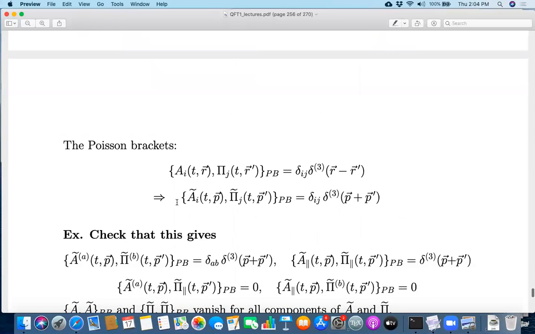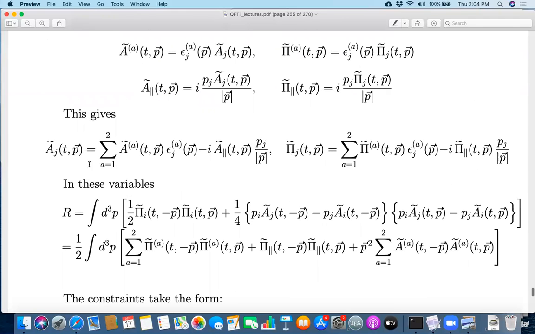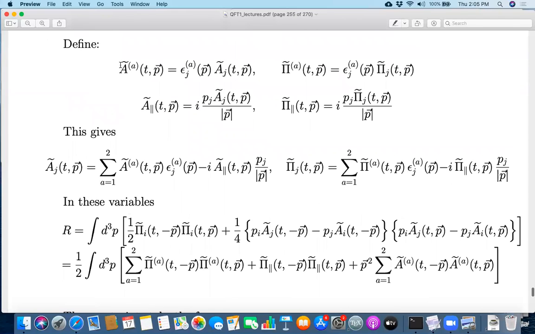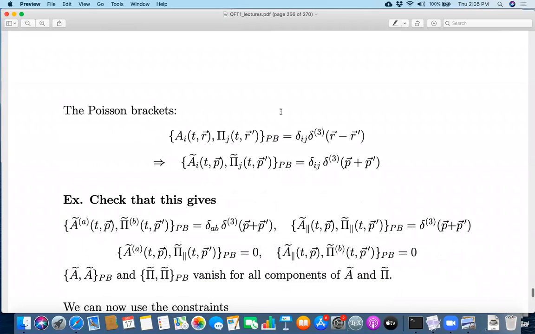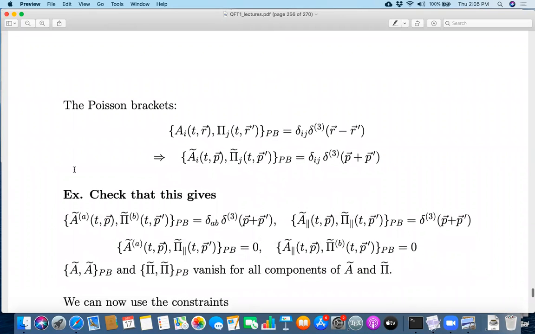And now given this, we can calculate the Poisson brackets between the A tilde_a and A tilde parallel, pi tilde parallel, etc. Because all you have to do is use these definitions of A tilde, pi tilde, A tilde parallel and pi tilde parallel in terms of A tilde and pi tilde. So once you do that, you can easily calculate the Poisson brackets between various quantities on the left hand side of these equations. And in particular, this is what one finds.